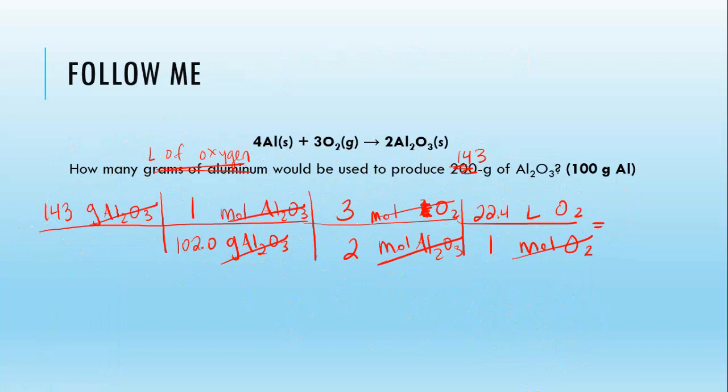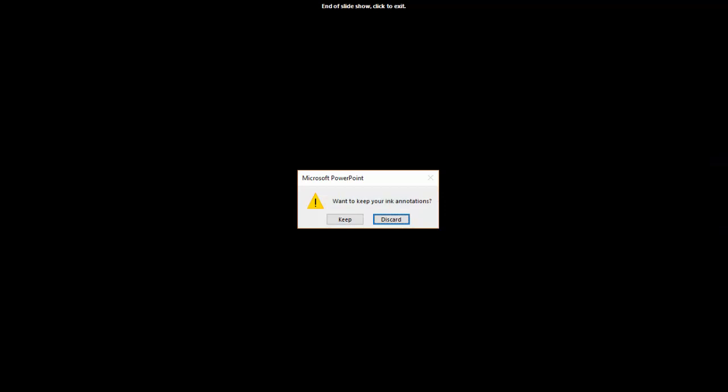So what do we do? We crunch numbers. 143 times 3 times 22.4, and we're going to divide that by 102 times 2. Don't forget to put parentheses around that. And that gives me, using sig figs, 47.1. My calculator says 1058, blah, blah, blah.